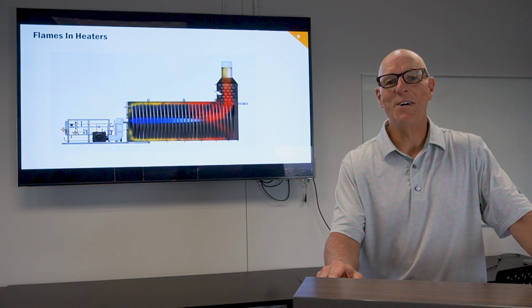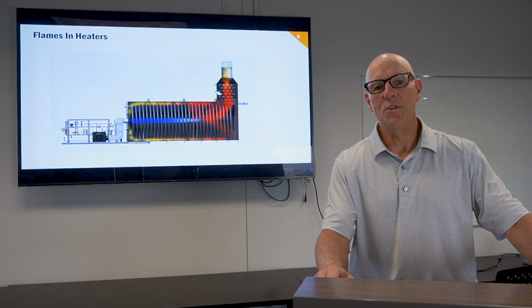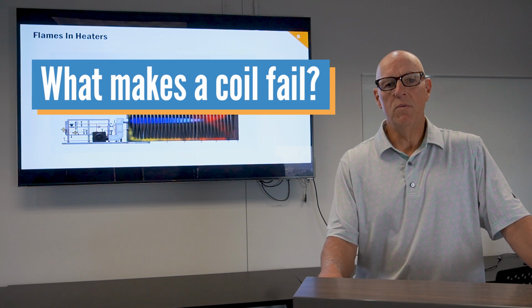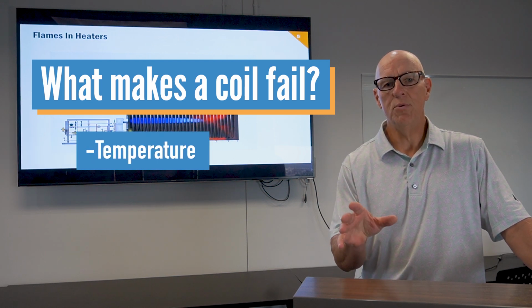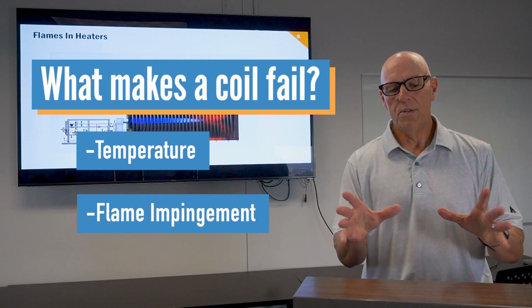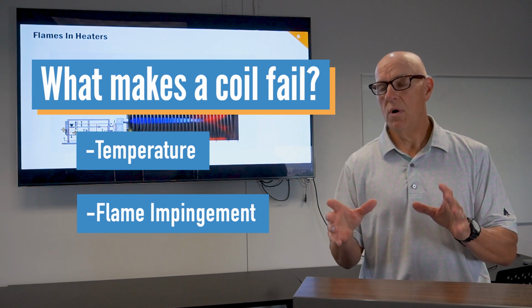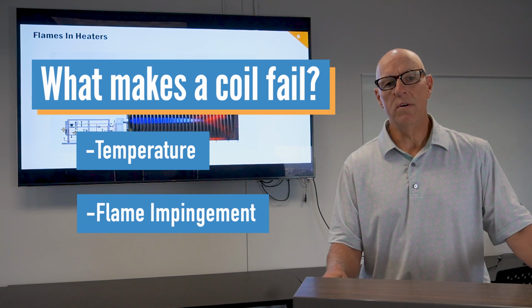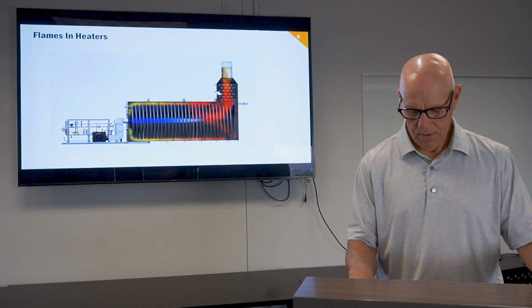So we've got color out of the way. Now let's talk about this concept. What makes a coil fail? Usually it's too high of a temperature. Many times it's flame impingement. It all distills down to temperature. Too hot of a gas on a coil can cause the coil to fail. And how does that work? So let's look at that.